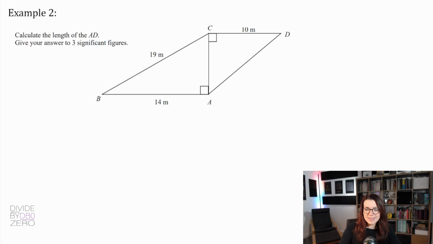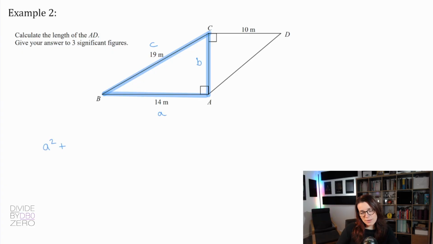Example 2, we have two triangles stuck together here. Calculate the length of AD, give your answer to 3 significant figures. So let's work with the two triangles separately, starting with this one. We've got two of the lengths and we want to find the third length, so that's perfect for Pythagoras. C is always the longest edge. A and B, I'm going to do this way round.